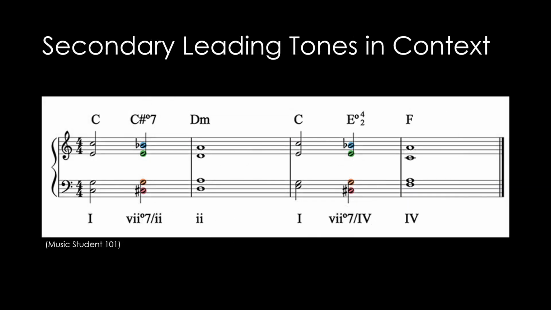This next example contains our secondary leading tones in the key of C. The first progression shows a fully diminished vii7 of II. The II of C is D. The diminished 7 is built using the leading tone of D, which is C sharp. A fully diminished 7 built on C sharp is C sharp, E, G, B flat.